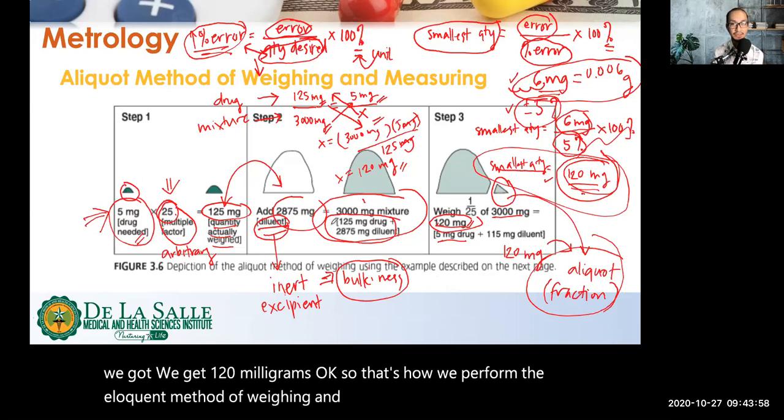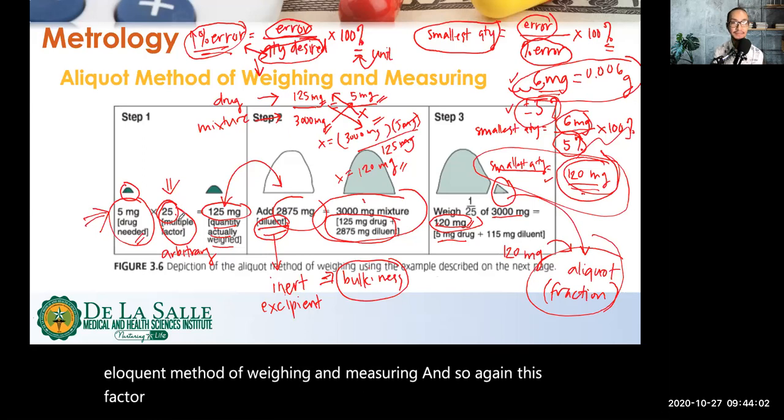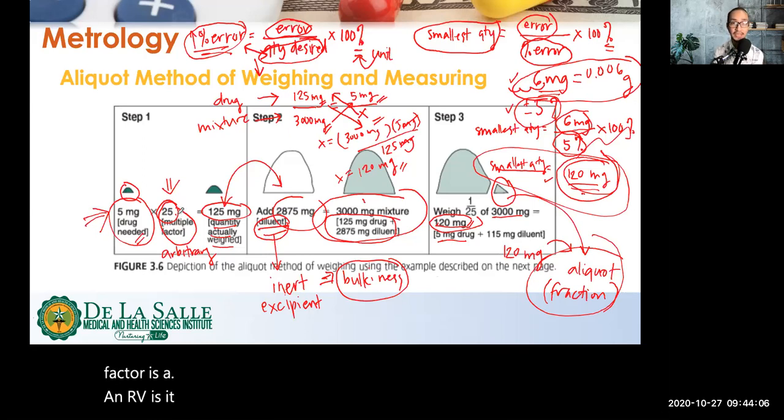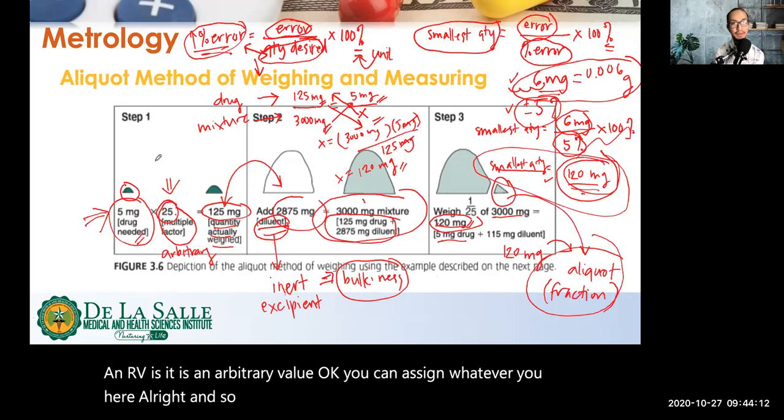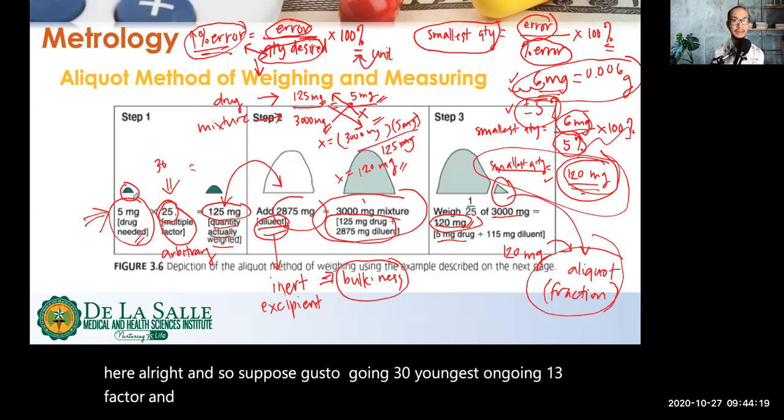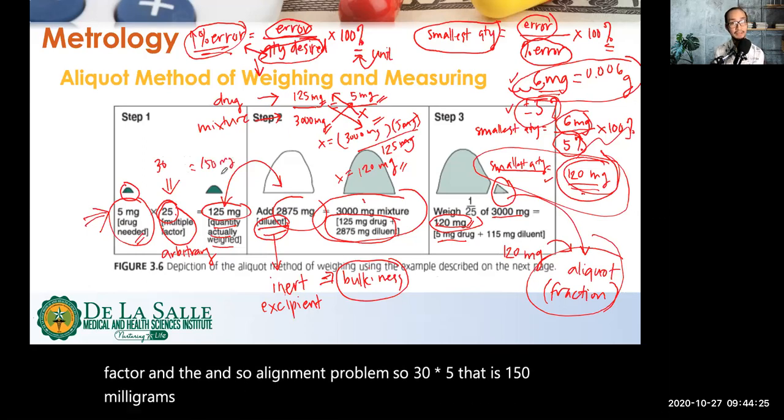Okay, yeah. So again, this factor is an arbitrary value. Okay, you can assign whatever you like here. Okay, yan. So suppose gusto mong gawin siyang 30. Okay, yan, gusto mong gawing 30 yung factor, and okay lang, no? Yan, so wala namang problem. So 30 times 5, that is 150 milligrams. Oo nga naman, it's easier to weigh 150 milligrams compared sa 125 milligrams.